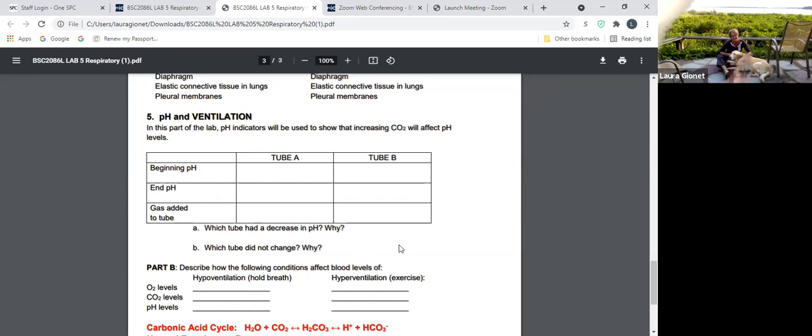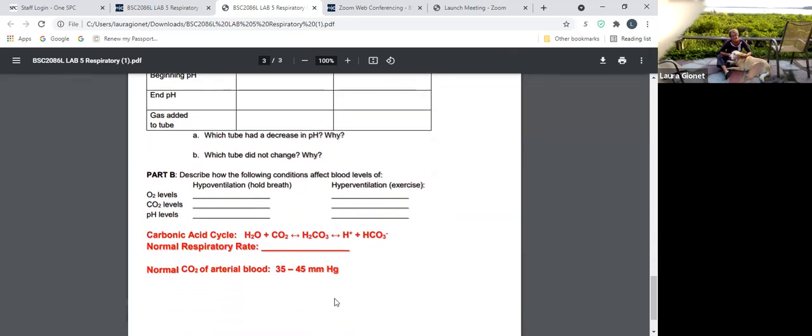Why? Because we added carbon dioxide to water. And that's then part of the carbonic acid cycle that increases the hydrogen ion concentration and decreases the pH. And thus, that's why the pH was less than what we started with. Which tube did not change and why? That would be tube B, because oxygen does not affect pH.